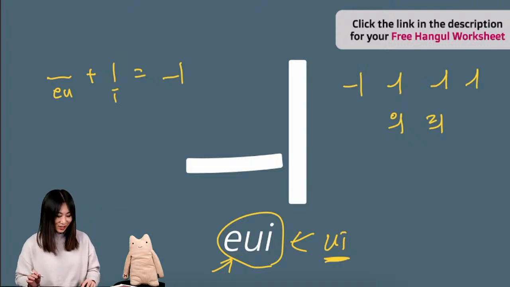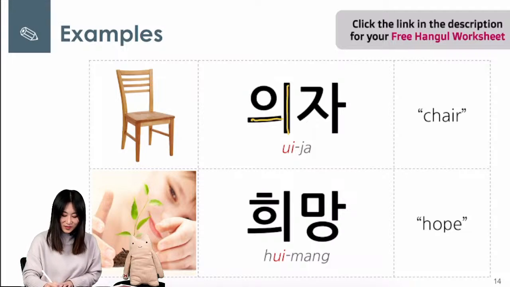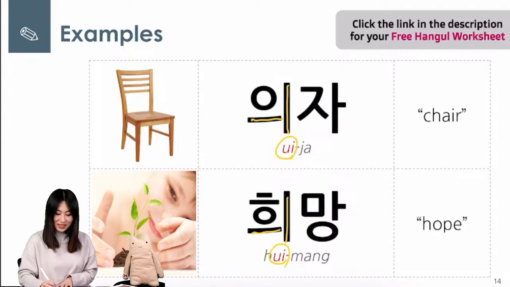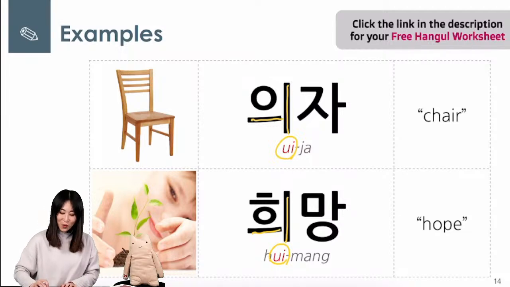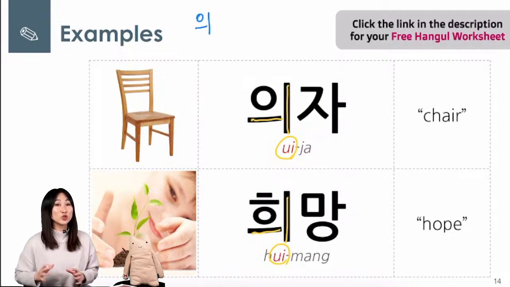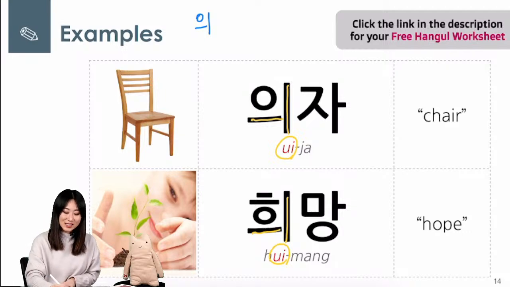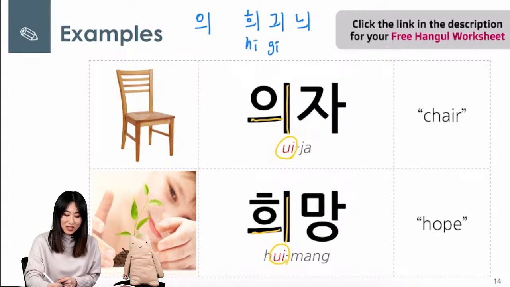Here are some example words for you. 의자, chair. And this one, 희망, hope. Did you notice something? It's a very important thing. When 의 is used at the beginning of a syllable, it's clearly pronounced as 의. However, if there's another consonant instead of 이응, like 희, 기, 니, we don't pronounce it like 의, we just pronounce it as 희, 기, 니.